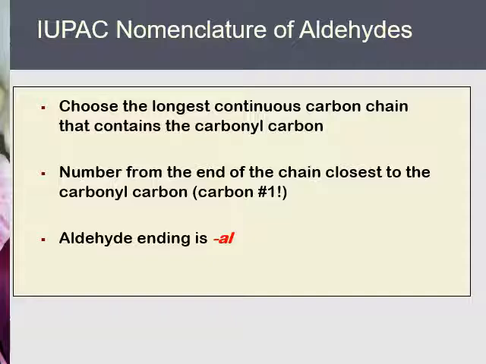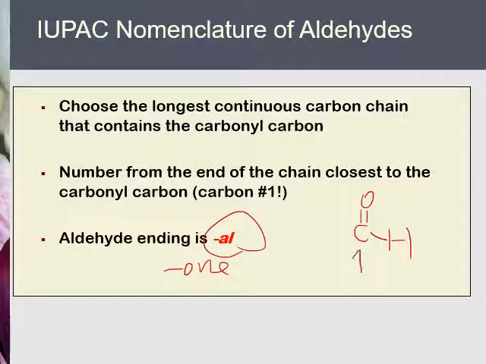The naming of aldehydes is similar to ketones. However, the ending, instead of ONE, is AL. Also, in an aldehyde, one side of the carbonyl must be hydrogen. So this carbonyl carbon is automatically the number 1 carbon.